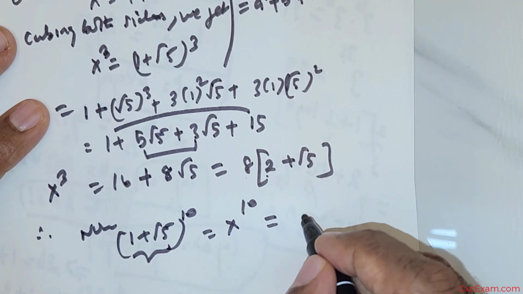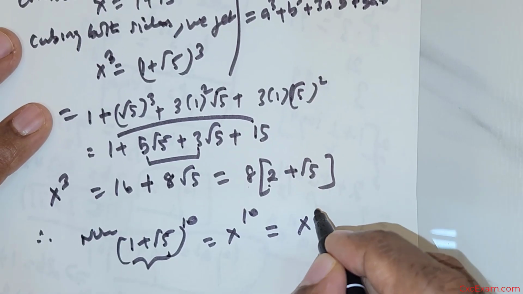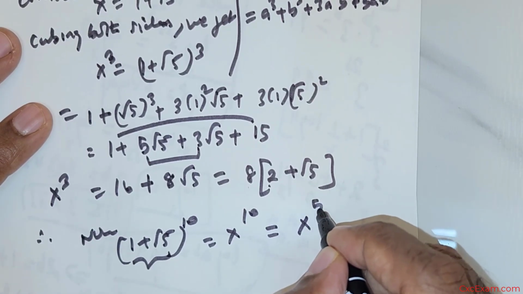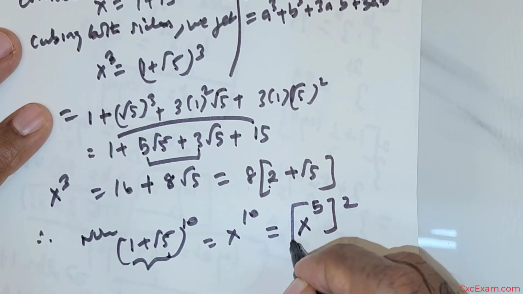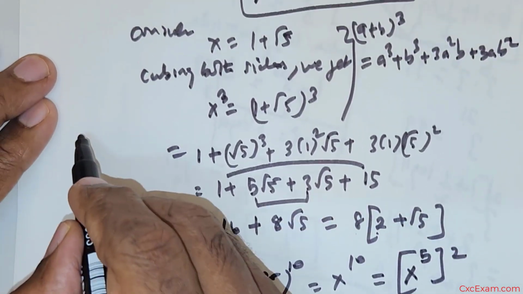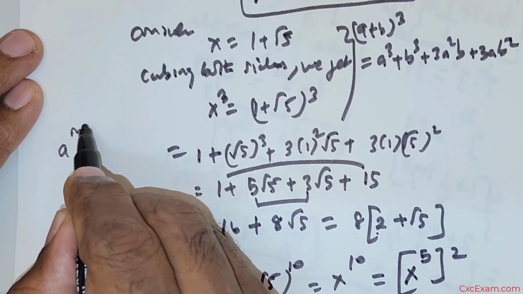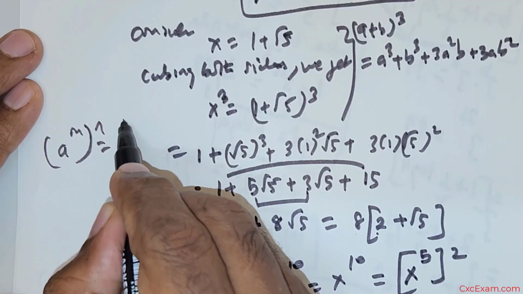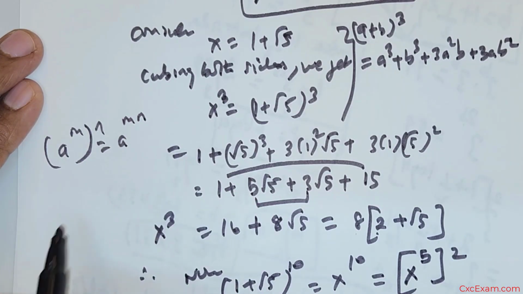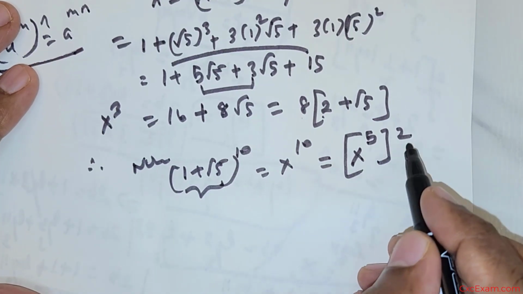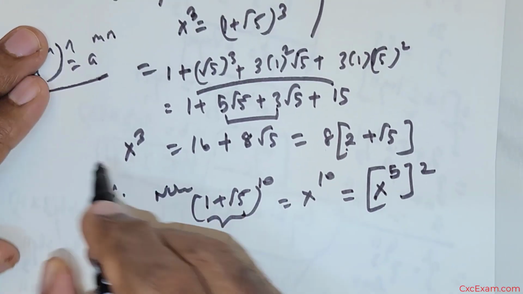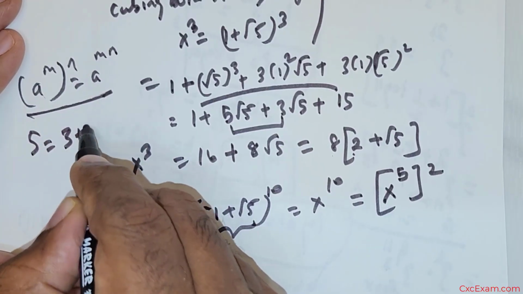Now I would like to rewrite this as x raised to the power of 5, and this entire thing is raised to the power of 2. Because of the fact we have a property: a raised to the power of m, the whole raised to the power of n is equal to a raised to the power of m times n. So this is acceptable.